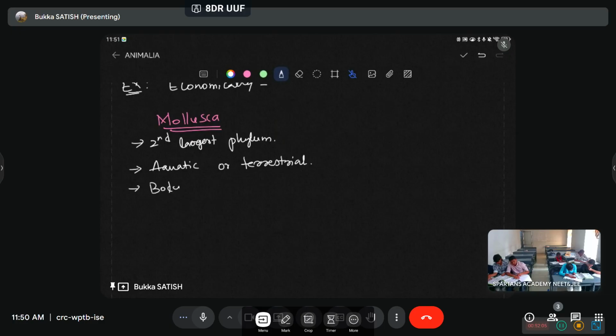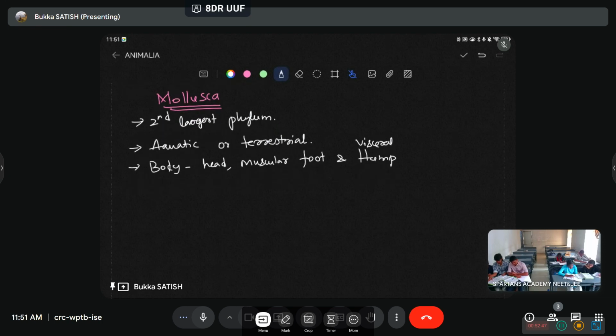Next, coming to the body, it is divided into head, muscular foot, and hump, which is visceral hump. Right. Only thing is here.